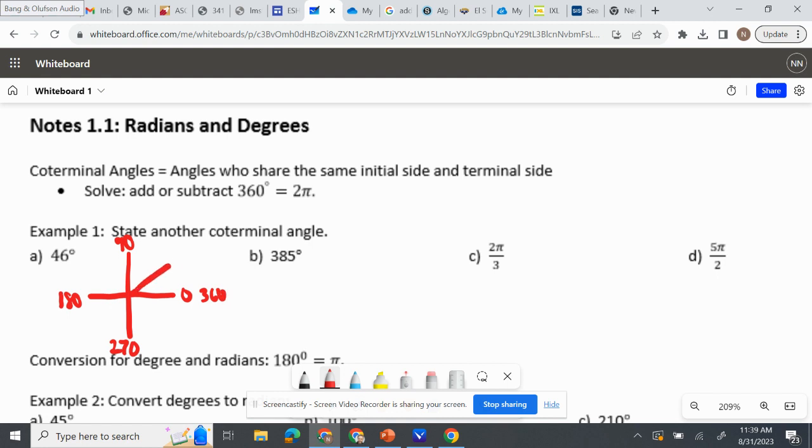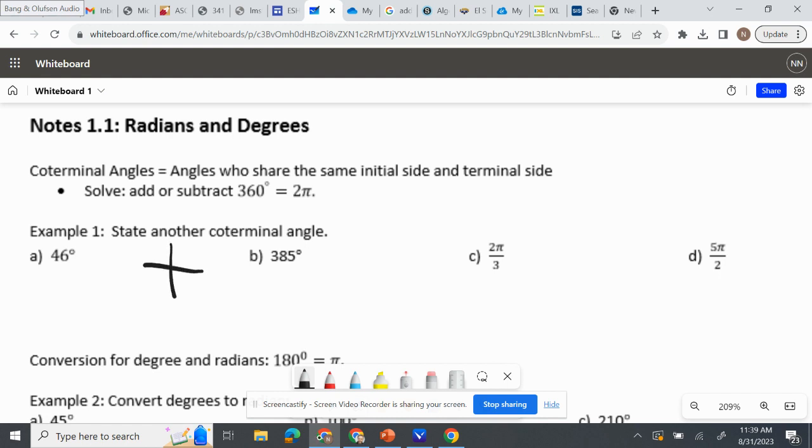A coterminal angle will be an angle that's in the same spot, but it depends on how many times you go around. You could go around once or twice. You could go around the opposite way. Each one of those, if it lands on the same line, would be a coterminal angle. So what we're going to do is name another coterminal angle.